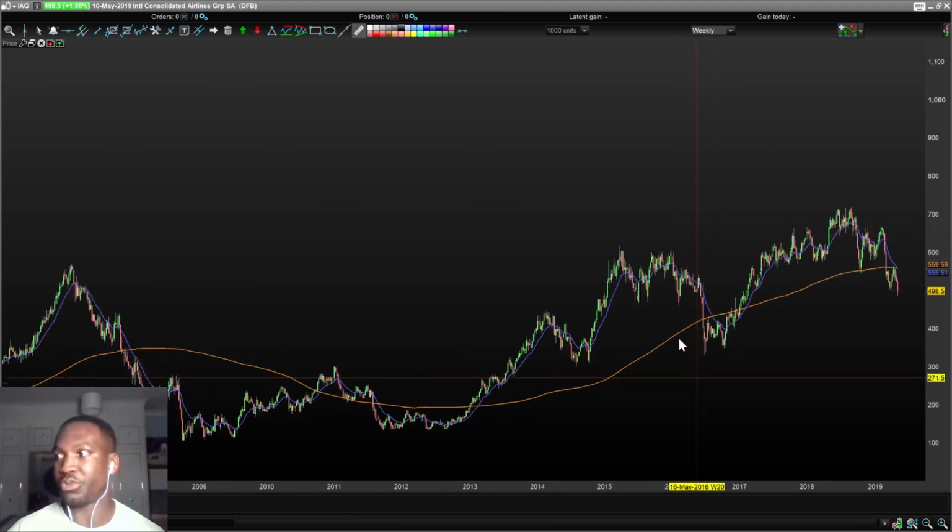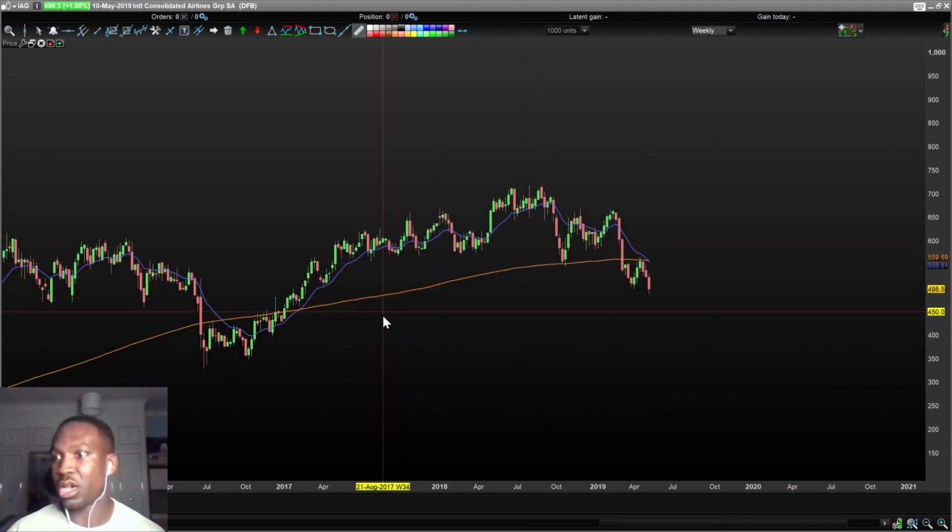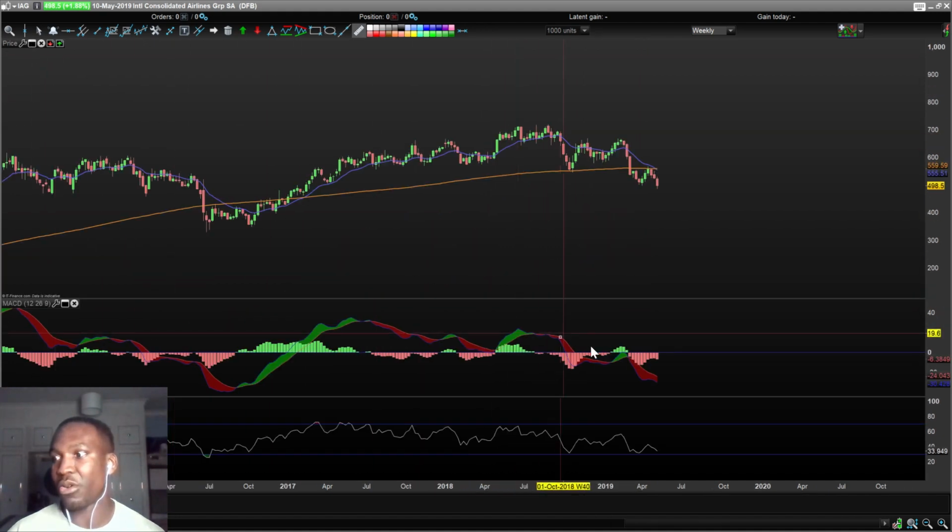On the weekly chart, it looks like it's selling off. Once again, the 180-day simple moving average is acting as a resistance. Price has gone below it now. It consolidated against it and then it carried on selling off. And the MACD and RSI look like they're selling off on the weekly.